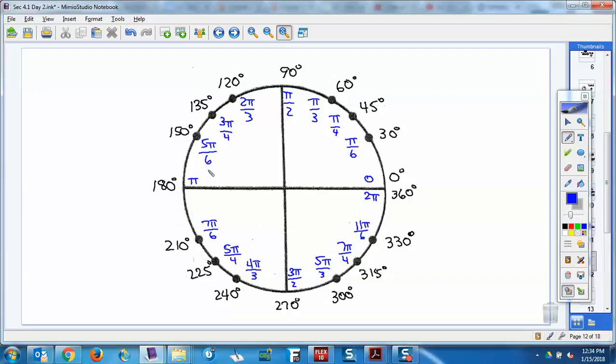Okay, so let's look at this circle right here. On the black around the outside, I've tried to label what we will get to know as our basic angles, or more elementary angles, the angles that we're going to memorize some things about. And we'll practice this over a long period of time.